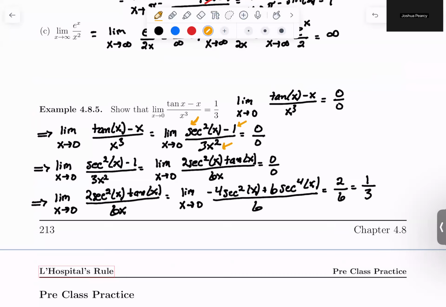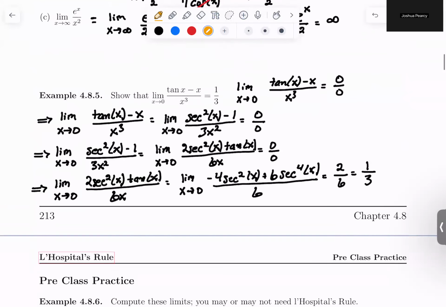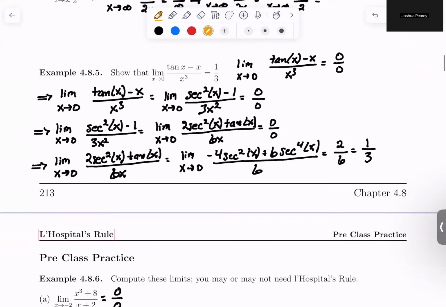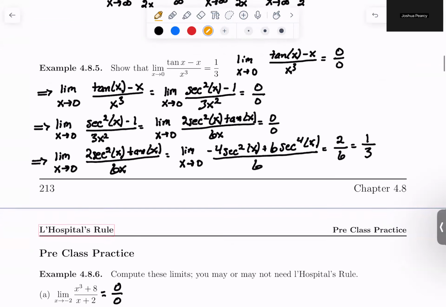Now, plug in 0 for x in the numerator and the denominator. And again, we have 0 over 0, so again we have an indeterminate form. So we can apply L'Hopital's rule again and differentiate the numerator and denominator. The derivative of secant squared x minus 1 is secant squared x tan x, and the derivative of 3x squared is 6x. Now plug in 0 again. In the numerator, we have 0, and in the denominator, we have 0. So we have a type 0 over 0 still. Now, we use L'Hopital's rule again.